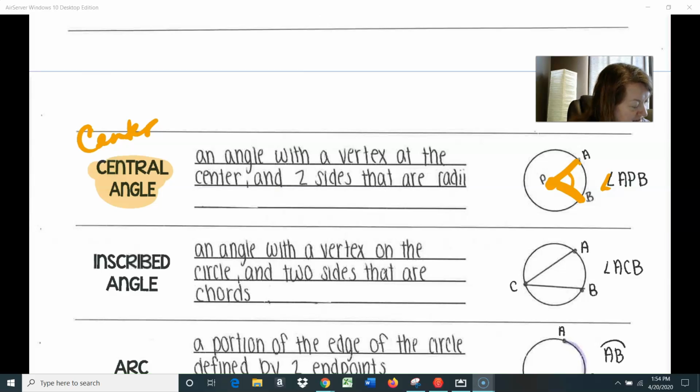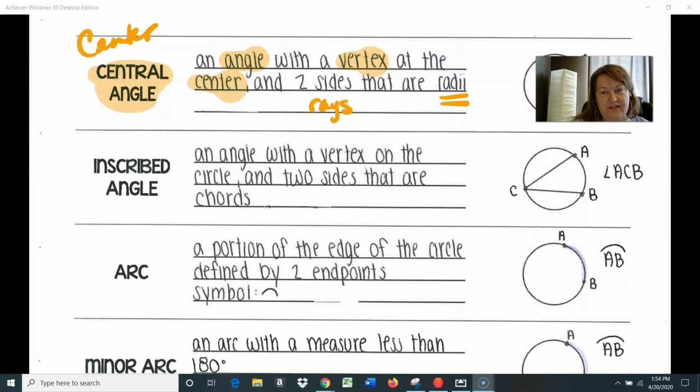So notice that it's an angle, its vertex is the center, and then the two sides of the angle, we would call them rays, right, are actually radius points. Cool. All right, inscribed angles.